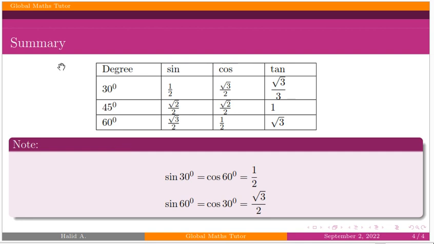We will continue next on how to find related angles and how to know the sign of these values, because the angle can be in quadrant 1, quadrant 2. When the quadrant changes, the sign will change. So these issues we're going to learn in the next lecture.